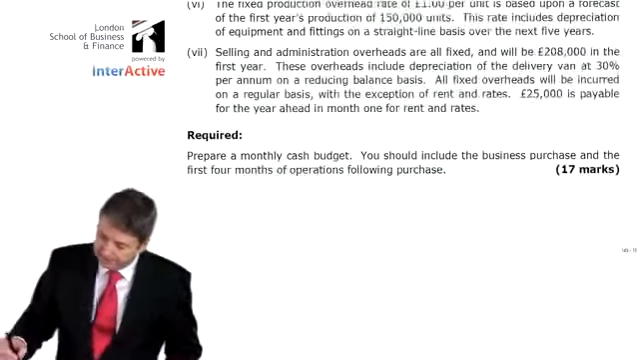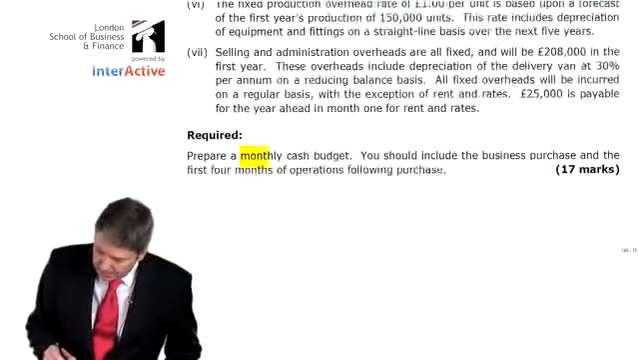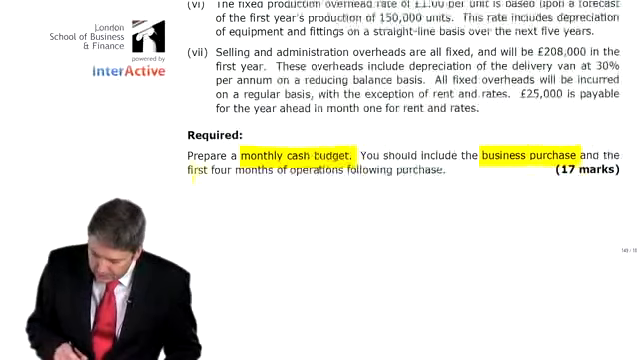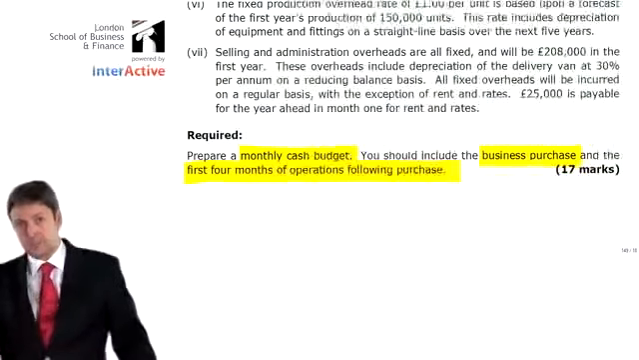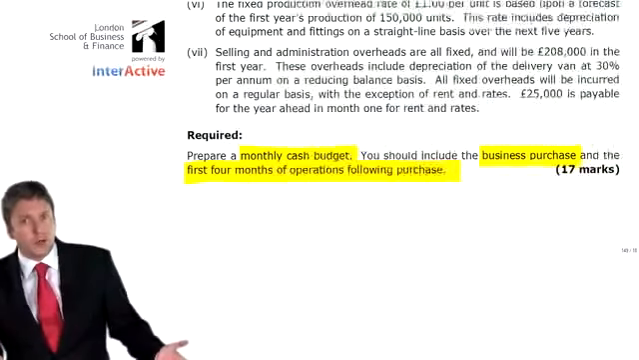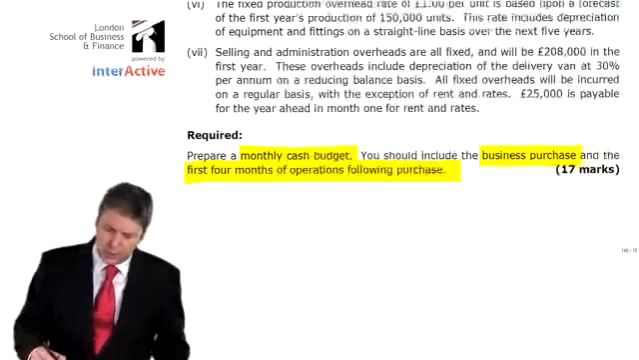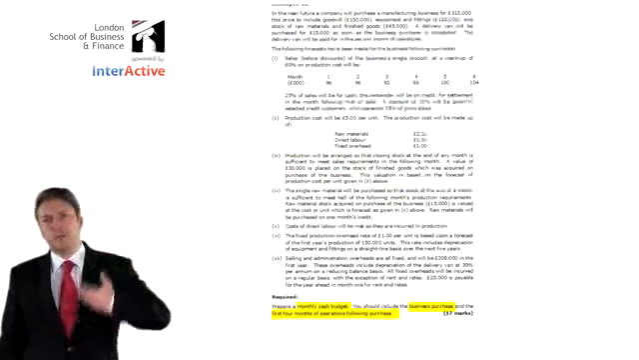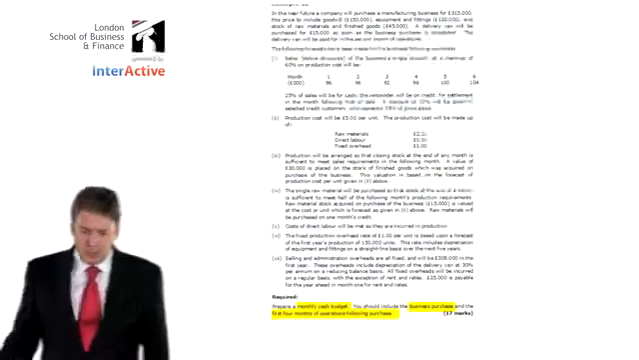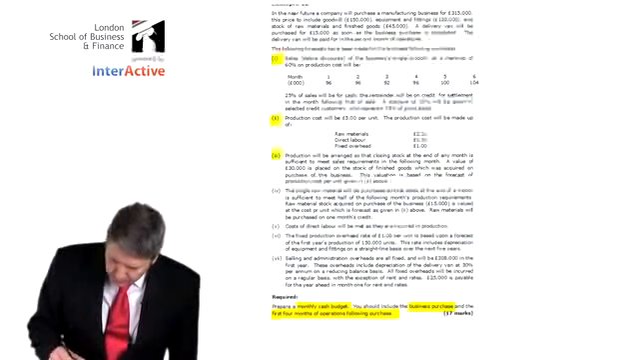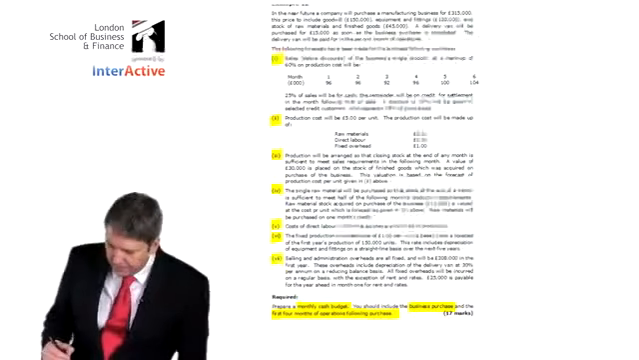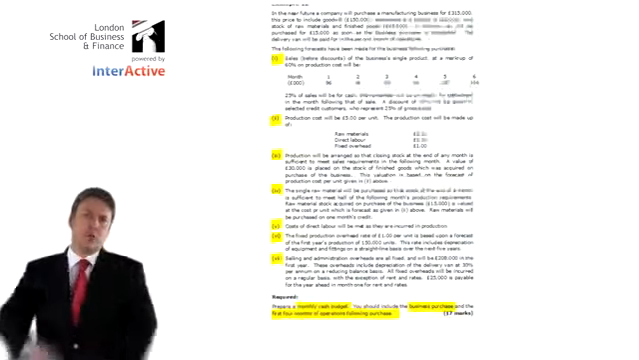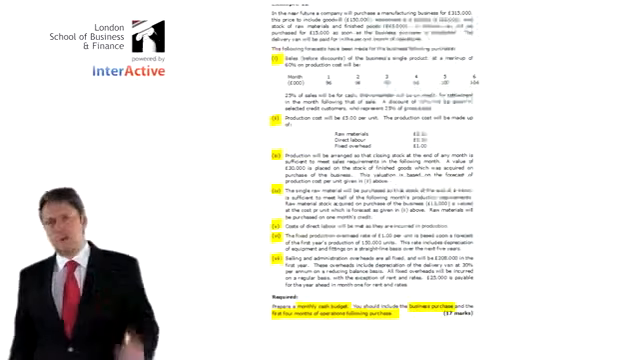If we look at a requirement here, prepare a monthly cash budget. You should include the business purchase and the first 4 months of operations following purchase. Well, that's fine. Looks straightforward. But let's just look at the overall question that we've been given here. The overall question has got loads of information that we're going to go through step by step by step. We have 1, 2, 3, 4, 5, 6, 7 major comments, each of which must be dealt with. And if you try and do this question as a single question, it's impossible.